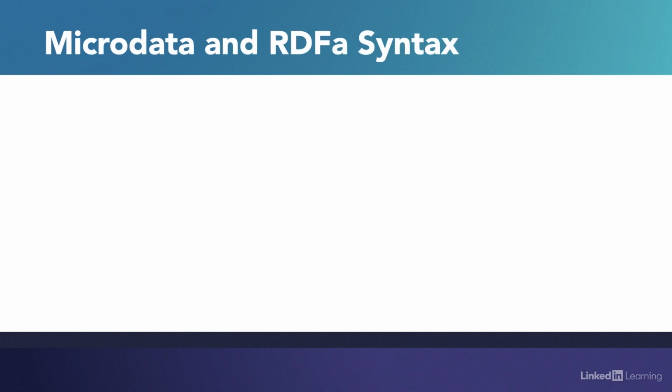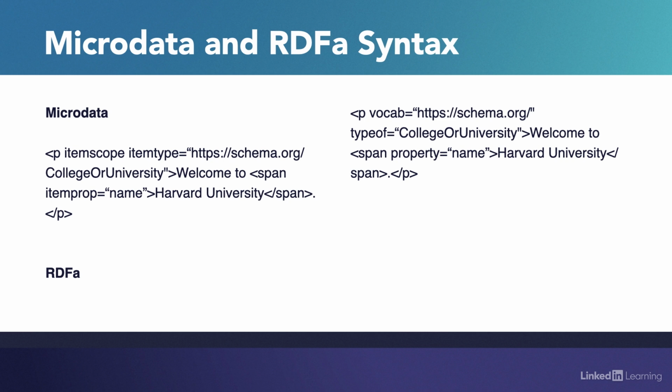Next, let's compare the syntax of microdata and RDFa. So on the left, I'm showing you microdata as it would be displayed in a very simple sentence. Welcome to Harvard University. You'd probably mark that up using a paragraph tag. And as you can see here, we're using some attributes to describe the schema. So in the case of microdata, we're going to use the full URL to the schema.org webpage that describes a college or a university. That's in the item type attribute. The item scope indicates that this is the scope. The paragraph tag is the scope of the sentence, and that's as far as that schema should apply.